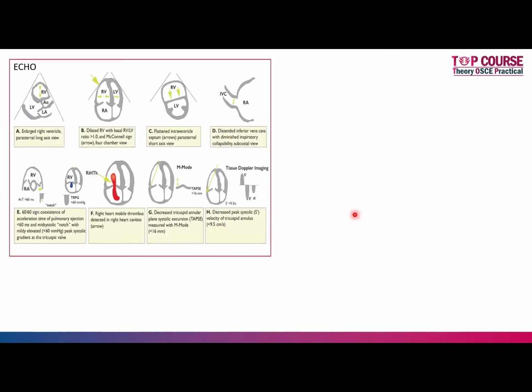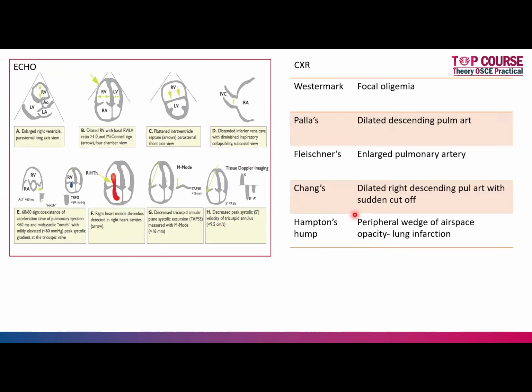Echo, we have discussed time and again, so I will not dwell on the detail of it. One thing you need to remember is the 60/60 sign and the McConnell sign, which is the free floating of the septum and the right ventricle. The 60/60 sign is the coexistence of a pulmonary ejection acceleration time of less than 60 and a mid-systolic notch, with a mildly elevated peak systolic gradient of less than 60 millimeters of mercury. So at least these two you have to remember; the remaining findings are very similar to right heart failure.